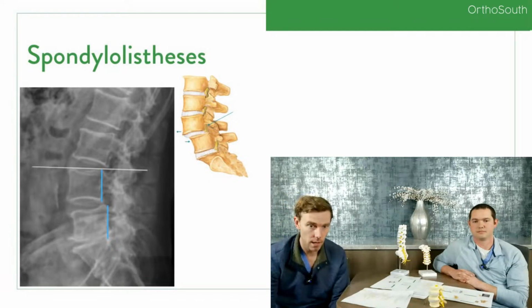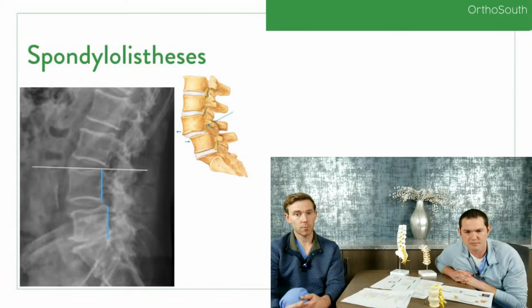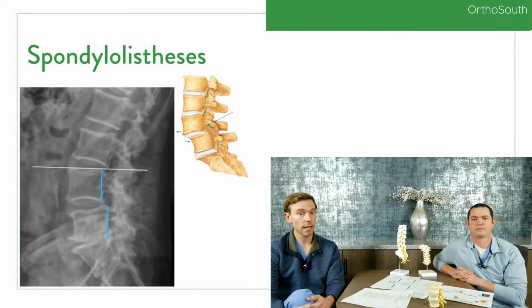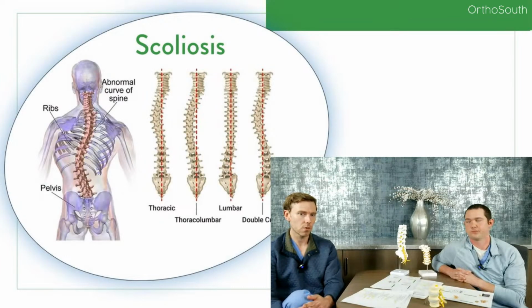So this x-ray, if you look at the blue line on the back of the vertebral body right there, you can see that they don't line up in a straight line. If I draw a line down the back of those bones, they should all line up in a straight line, and those two are offset. So that is what we're looking at when we're looking for spondylolisthesis in the office. But that's a big one because it's so common.